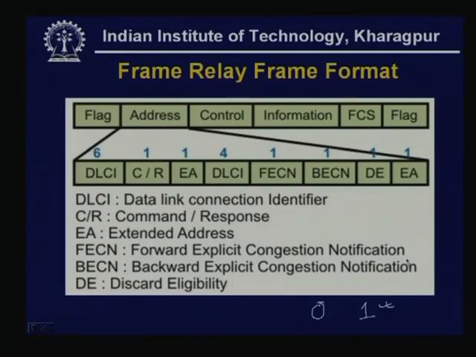In case of congestion, if packets have to be discarded, they are discarded by the switches based on this bit. And as we already know, this packet discarding is a very important mechanism used for congestion control, particularly when you have to come out of congestion.